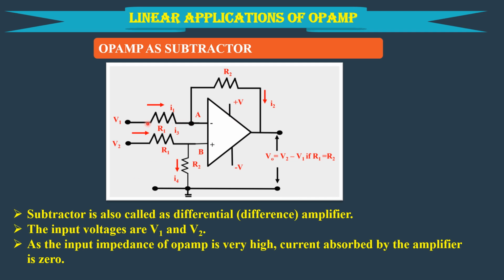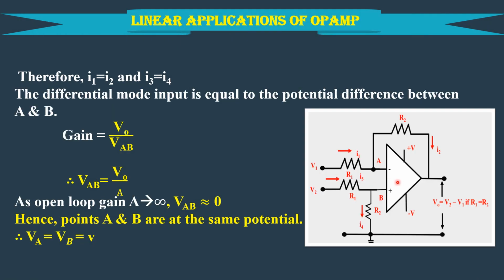Here we can see the input voltages are V1 and V2 and these are supplied to inverting and non-inverting inputs respectively. As the input impedance of the operational amplifier is very high, therefore current absorbed by this amplifier is totally zero. From this circuit diagram, we can see I1 is equal to I2 and I3 is equal to I4.